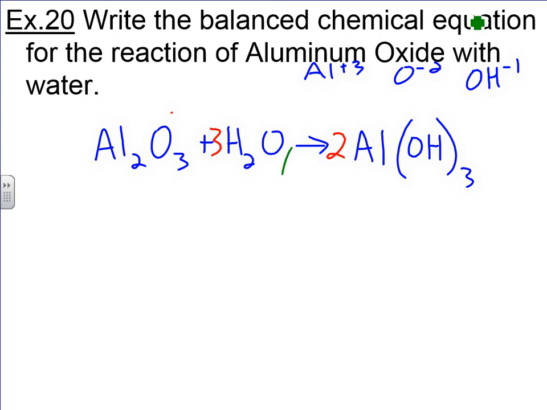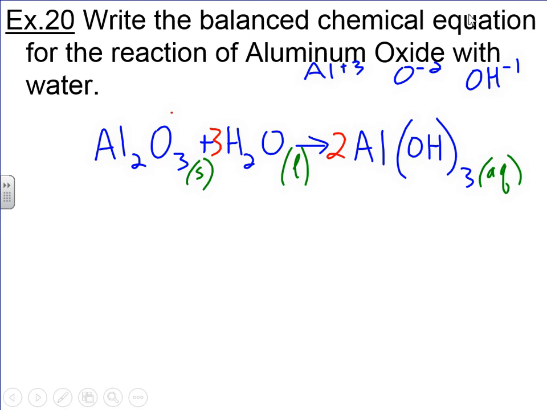Aluminum oxide, or all metal oxides, are ionic in nature, so they will be solids to begin. Remember, all ionic compounds are solids. And then if you put those two together, you get an aqueous solution, since you have yourself a solid plus a liquid, which is the definition of dissolving. So that's how you get an aqueous solution.